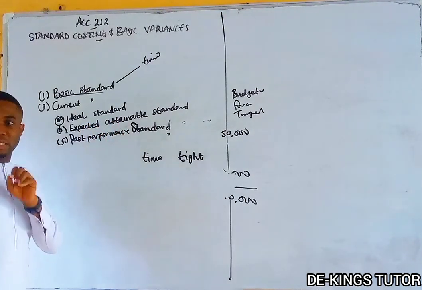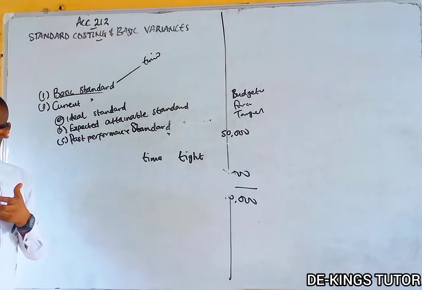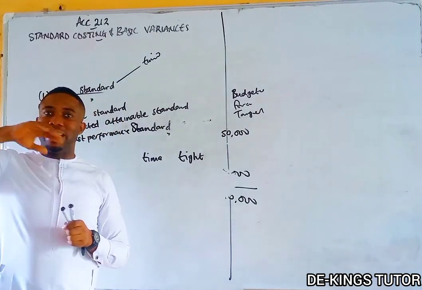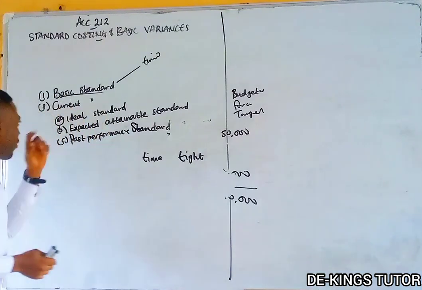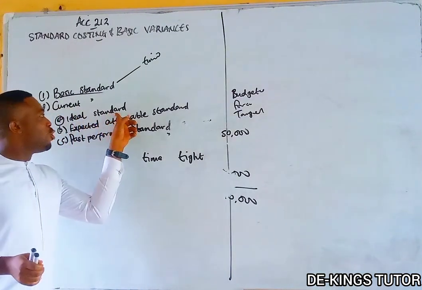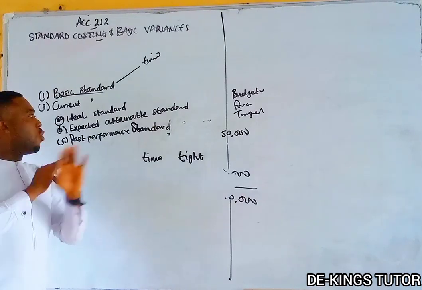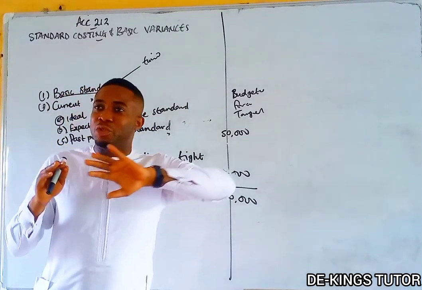Now let me explain this. Now remember, what we're looking at is the standard. That is a predetermined or budgeted cost. That is, the firm will have to set their cost before they proceed to procure. Now, ideal standard is looking at perfect performance. That is, no suggestion for idle time or loss.